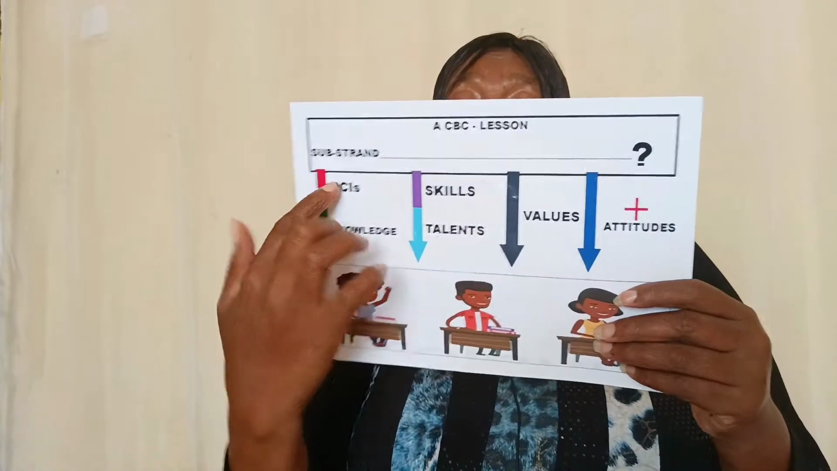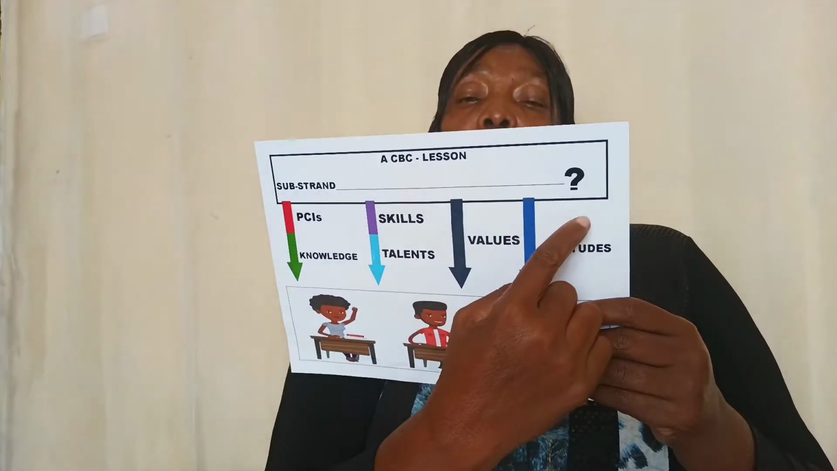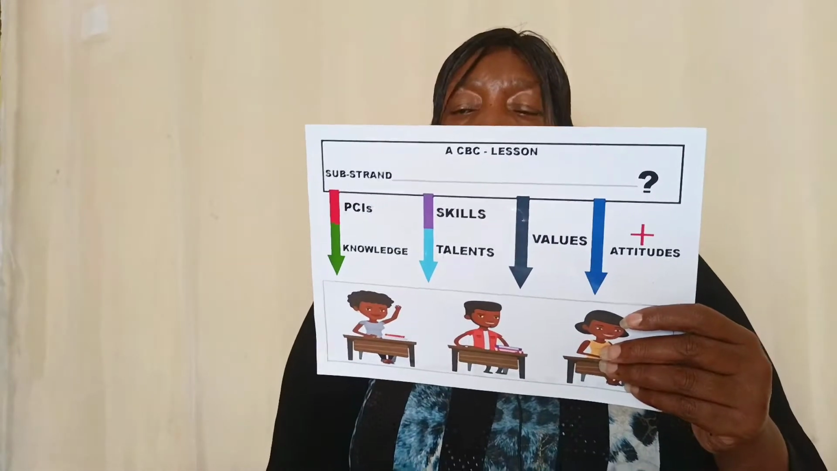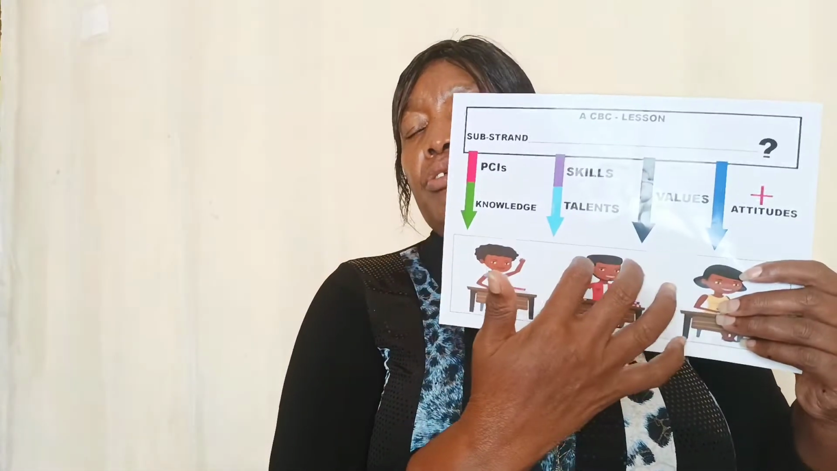Then the question is, what is a substrate? Now, a substrate is the body of knowledge that you prepare and go to facilitate in a lesson. And the context of a substrate is the PCIs, the skills, the talent, the values, and the positive attitude. Remember, within a lesson, you have to facilitate all this.